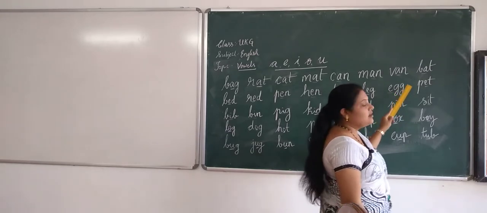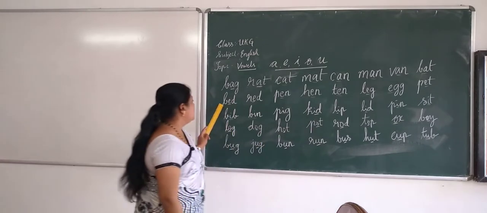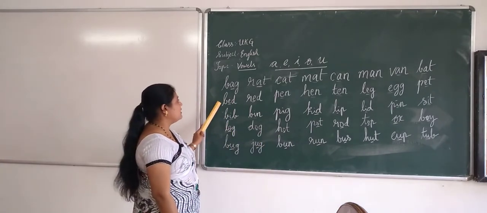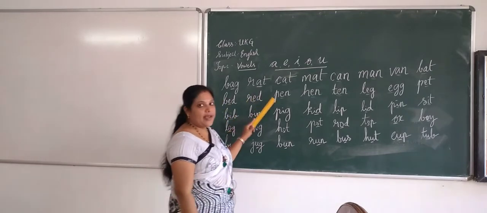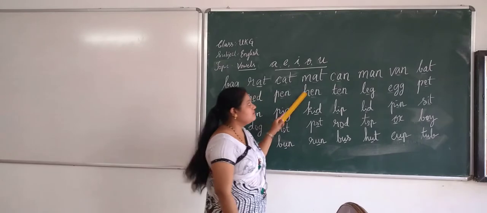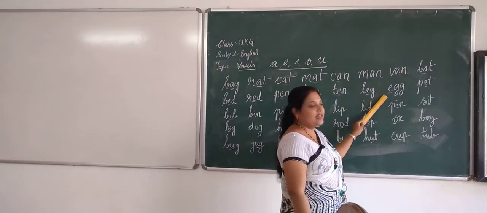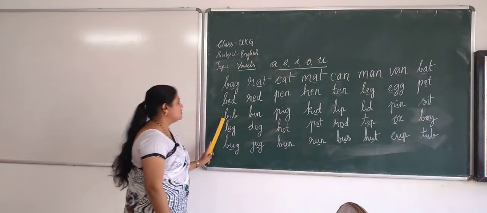E-G-G, egg. P-E-T, pet. Okay, now let's read this louder. Will you join with me? Yes. Bed, red, pen, hen, ten, leg, egg, pet. Okay, yes. See the next one.